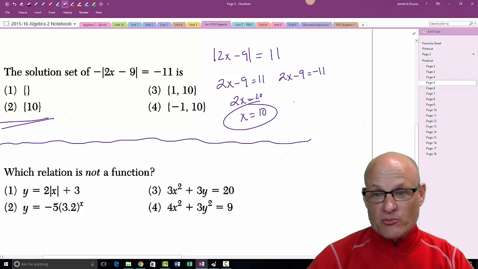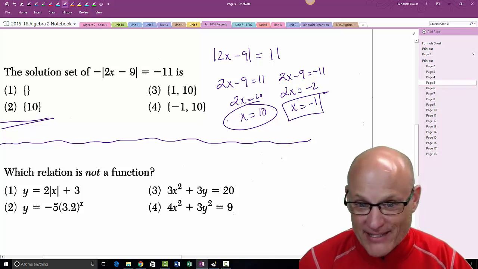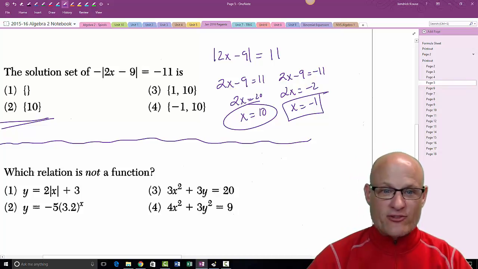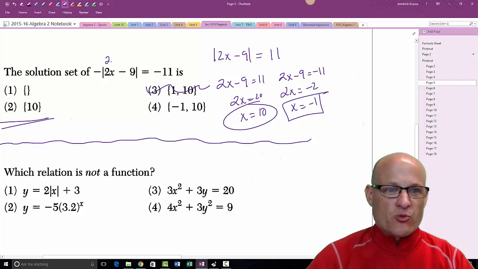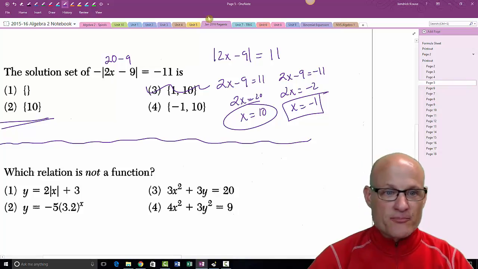Well, maybe it works, maybe it doesn't. Subtract this, I get 2x equals negative 2, x equals negative 1. So it's either negative 1 and 10 or just 10 or just negative 1. Actually, it can't just be negative 1, so I know this isn't the answer. If I plug in 10, that would give me 20 minus 9, which is 11, and that would give me negative 11. So that works.